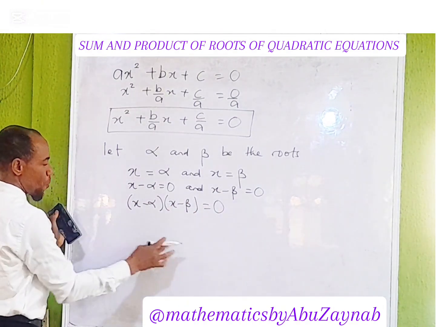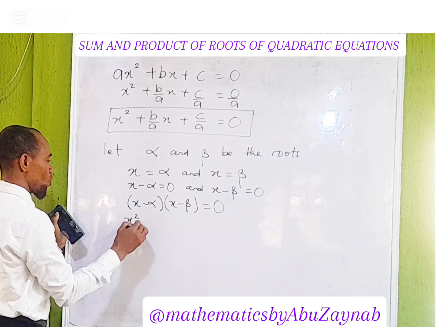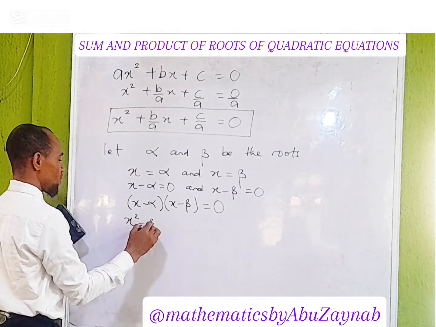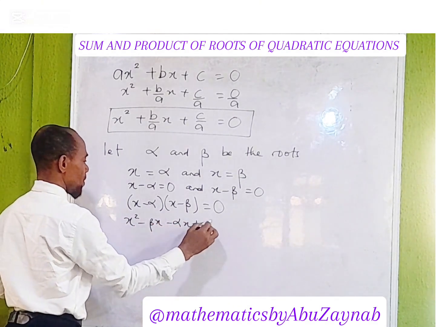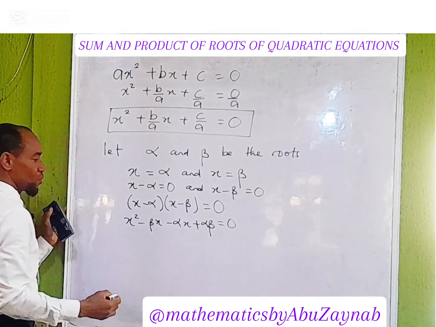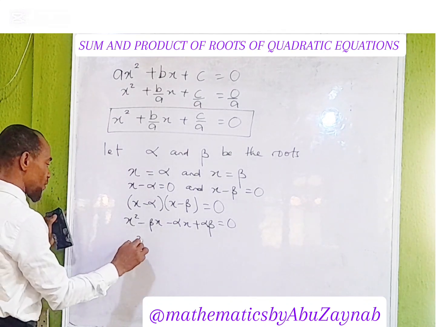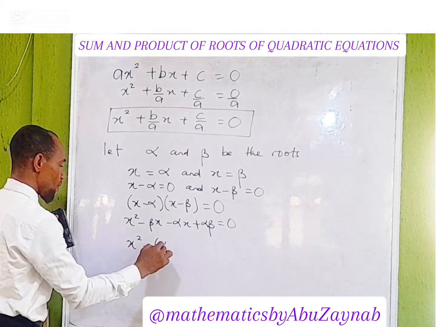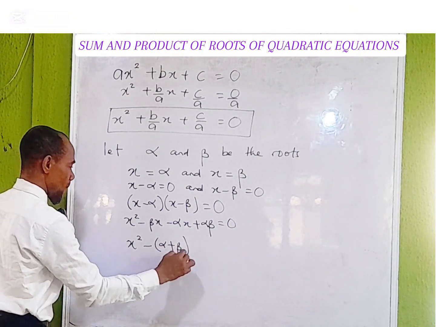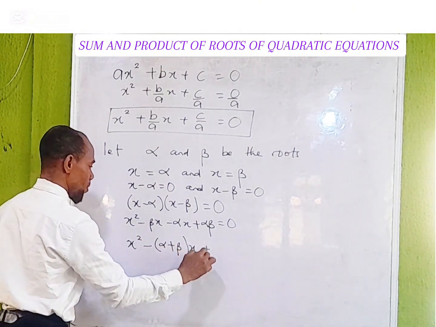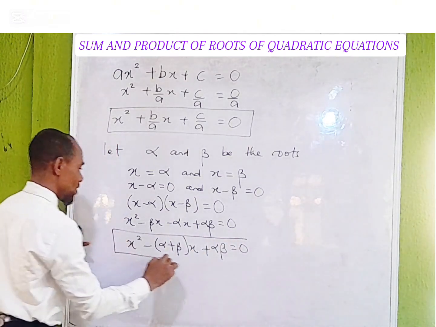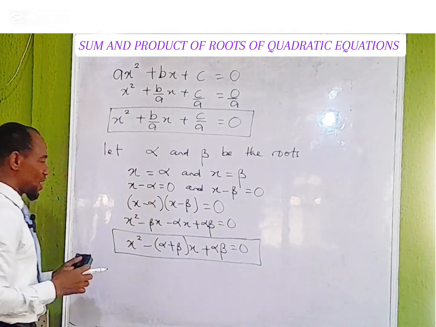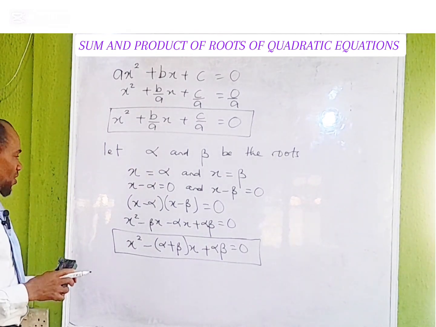So, if we open these brackets, we are going to have x squared minus beta x minus alpha x plus alpha beta equals 0. Then factorizing there, we have x squared minus alpha plus beta times x plus alpha beta equals 0 as well. That's the quadratic equation that we are required to derive.